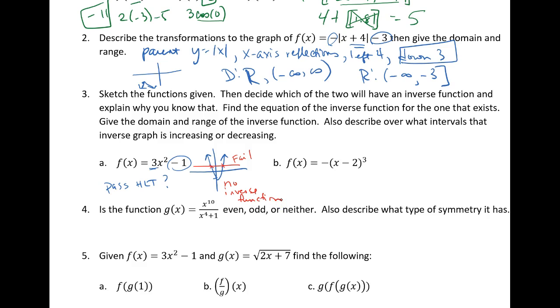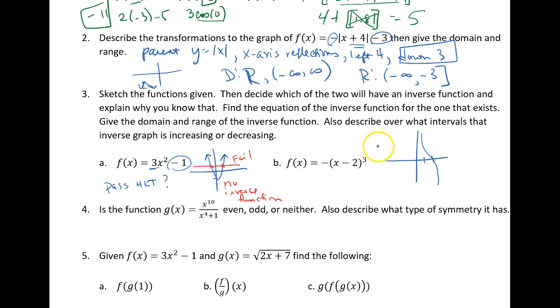Okay, the next one is a cubic graph. So when I draw the cubic graph, the parent looks like that. So it's reflected, and then it's moved to the right too. Once again, I'm just using transformations. So it looks something like that. Does that pass a horizontal line test? Yes, it does, which means yes, there's an inverse.